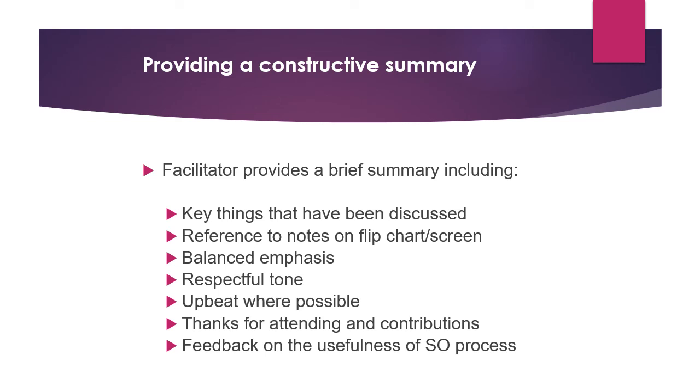Finally, a constructive summary is given by the JST chair. This will cover the main points of the core group's discussion, a balanced consideration of risks and strengths, and again will make sure that actions from the meeting are clear. Feedback may be gathered on the usefulness of the solution-oriented process, or this might be done less frequently throughout the year at JST self-evaluations. The chair will then draw the meeting to a close.